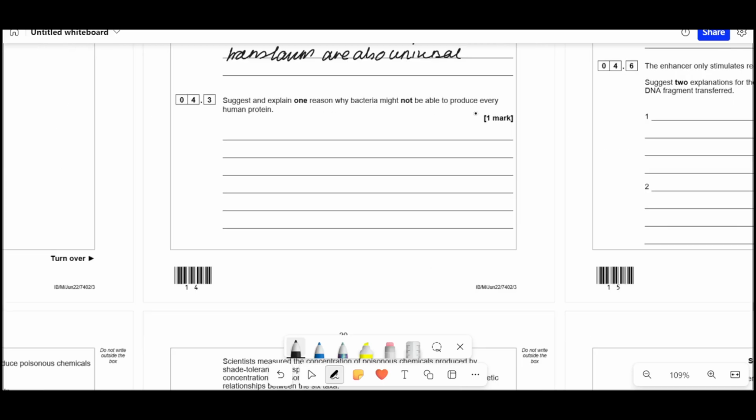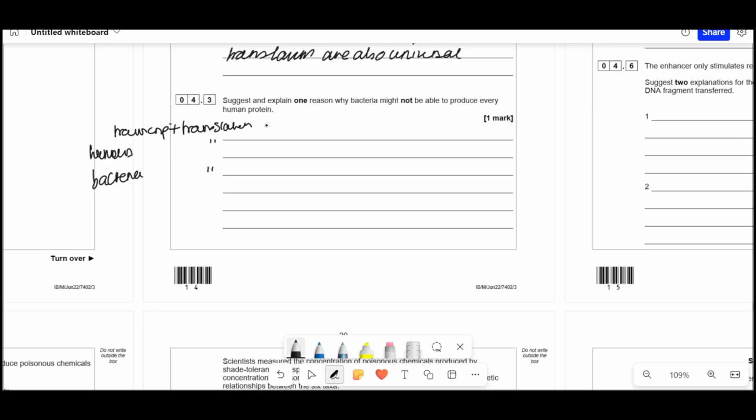Suggest and explain one reason why bacteria might not be able to produce every human protein. So for example, like I just said before, in order to do that, you need to do transcription and you need to do translation. So we need to compare what that's like in humans versus bacteria. Translation is effectively going to be the same. It's just mRNA gets to a ribosome and all the other stuff happens. So it's probably something to do with transcription that's different.